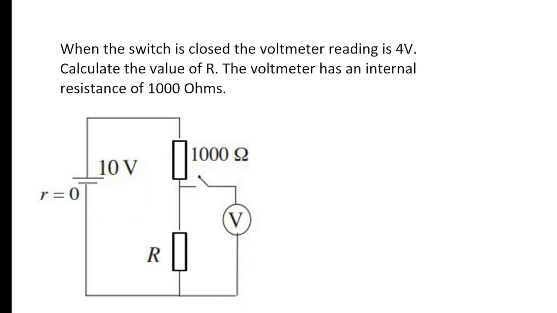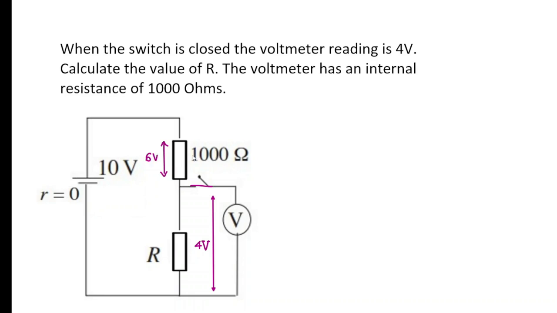Okay, now let's see what the question is really saying. When this switch is closed, the voltage across this part is 4 volts. Now, obviously what that tells me, because the total voltage here is 10 and you have 4 across this one, the remaining 6 volts must be across this one.